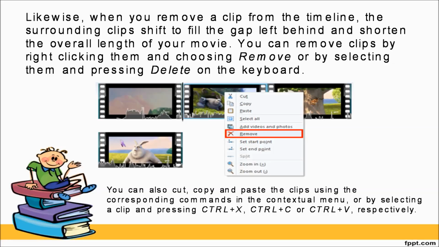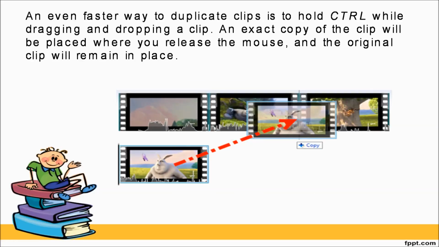You can also cut, copy and paste the clips using the corresponding commands in the contextual menu, or by selecting a clip and pressing Ctrl-X, Ctrl-C or Ctrl-V, respectively. An even faster way to duplicate clips is to hold Ctrl while dragging and dropping a clip. An exact copy of the clip will be placed where you release the mouse, and the original clip will remain in place.